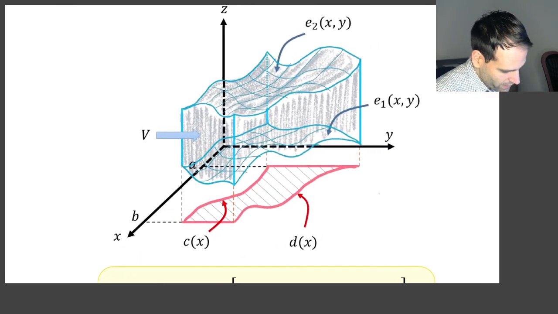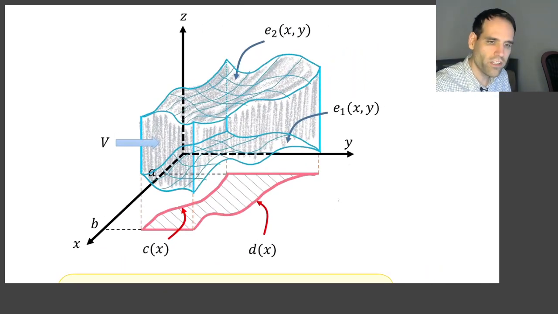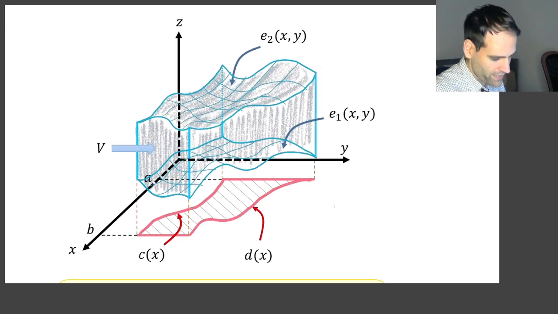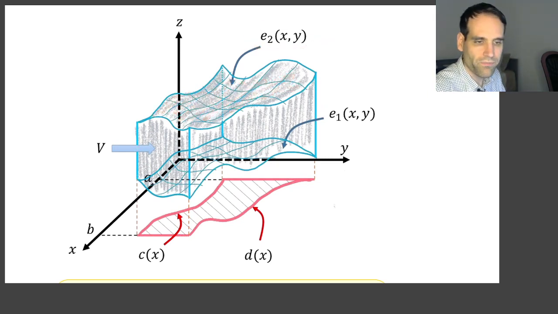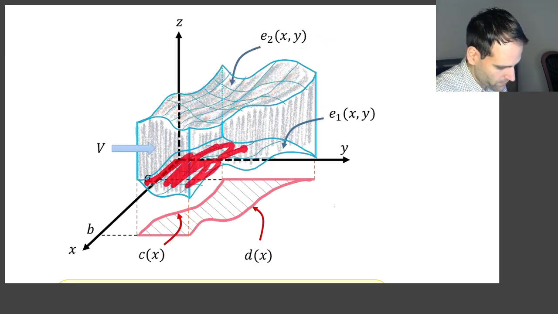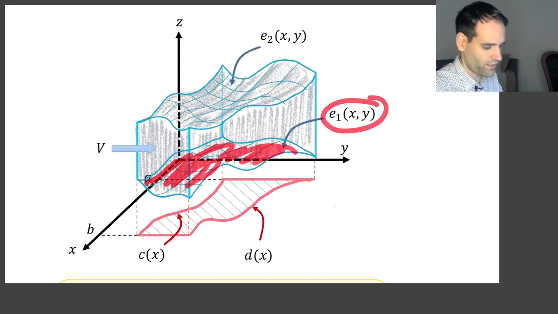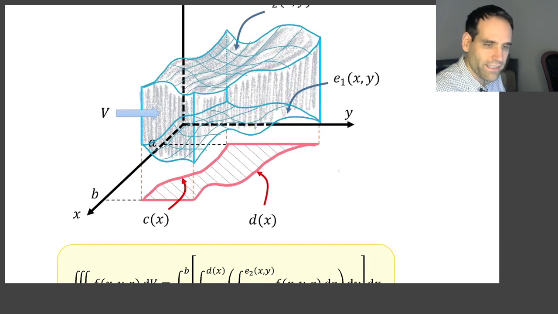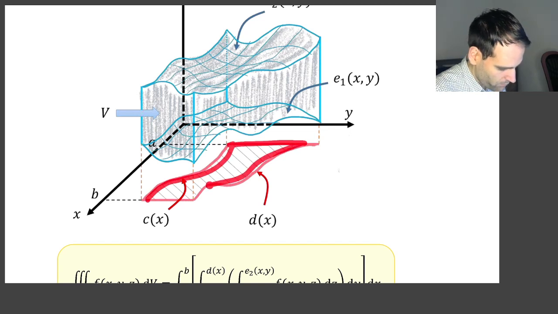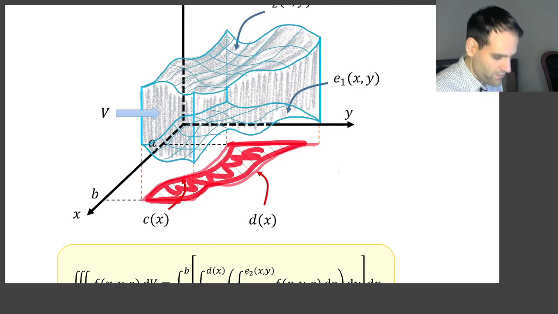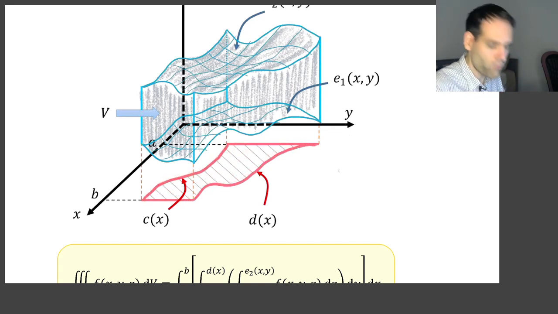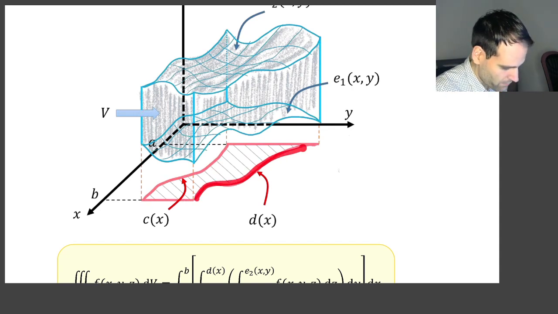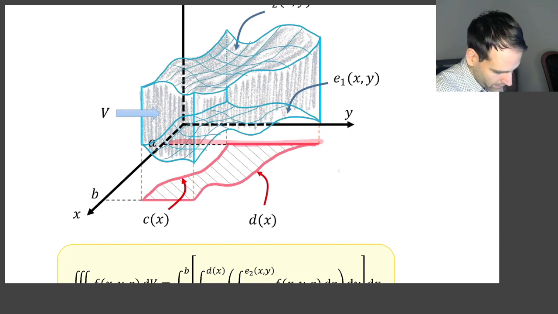So let's say that this strange volume here is placed between an upper surface, which is this surface, E2 as a function of x and y. It's also above this lower surface, which is a surface E1 as a function of x and y. And it is also contained within this area in the xy plane. This area is limited between c of x as the minimum value of y and d of x as the maximum value of y, and also between x equals a and x equals b.